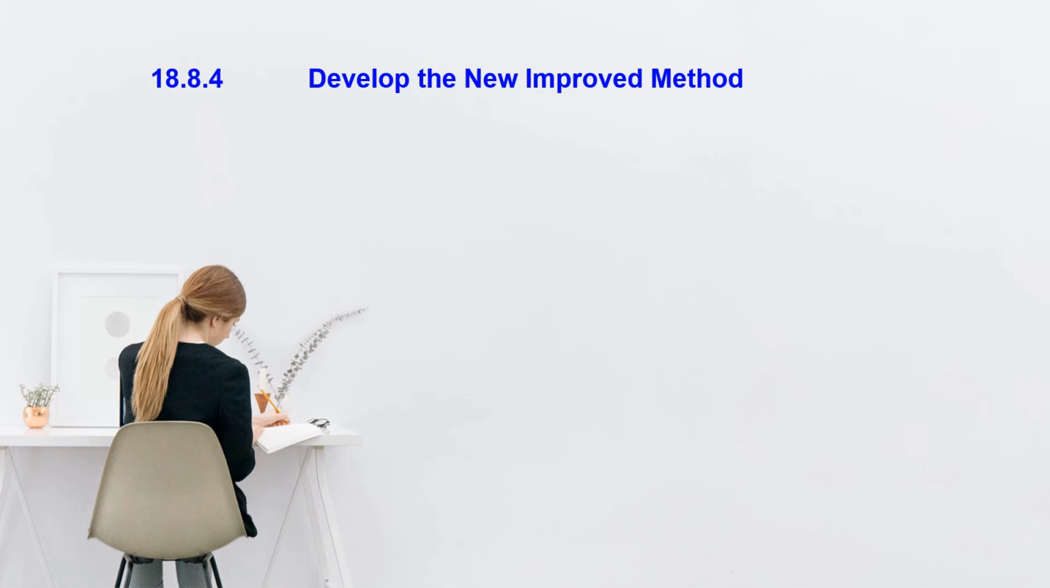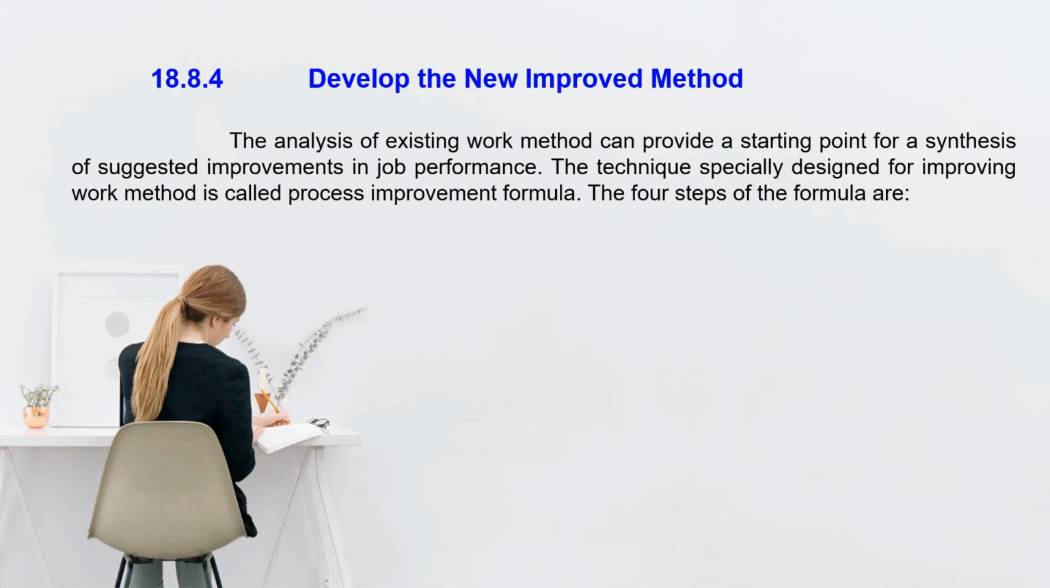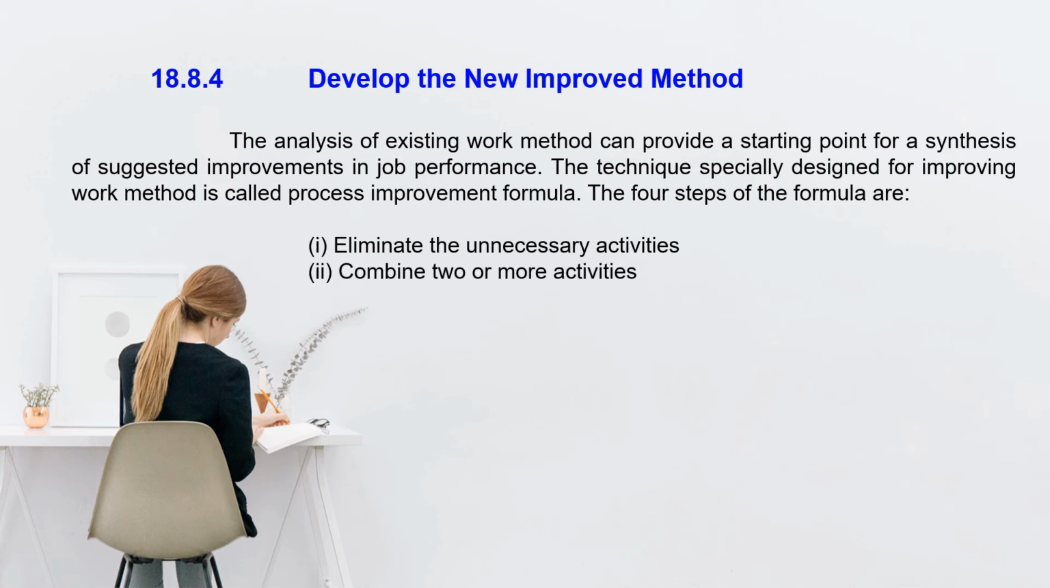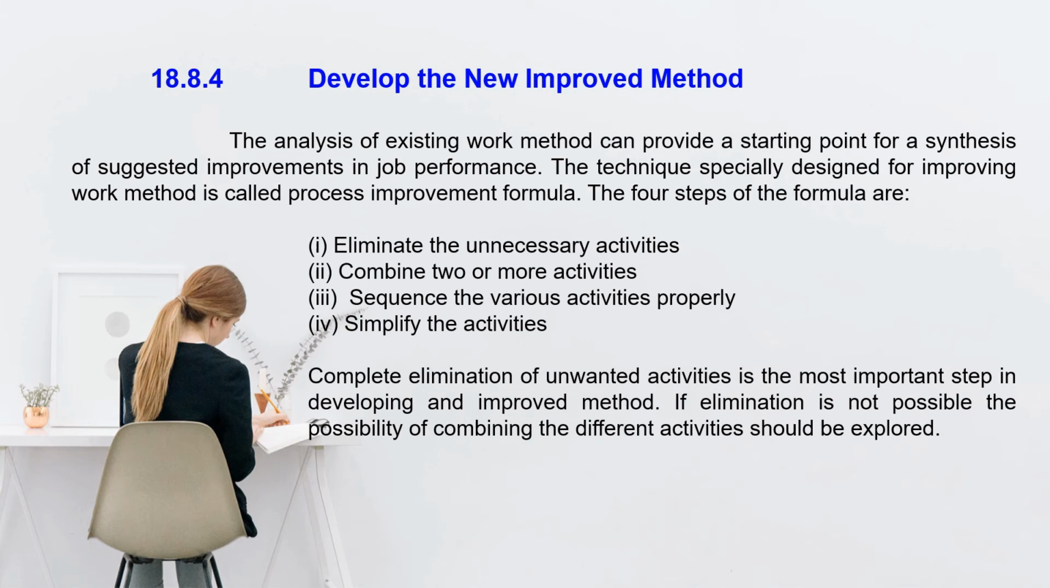Develop the new improved method. The analysis of existing work method can provide a starting point for a synthesis of suggested improvements in job performance. The technique especially designed for improving work method is called the process improvement formula. The four steps of the formula are: eliminate the unnecessary activities, combine two or more activities, sequence the various activities properly, simplify the activities. Complete elimination of unwanted activities is the most important step in developing an improved method.